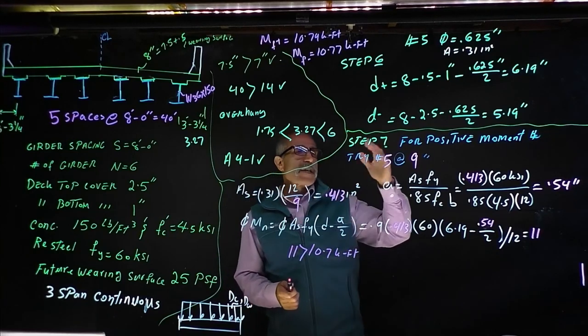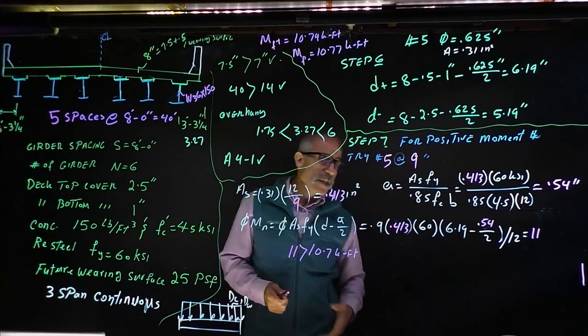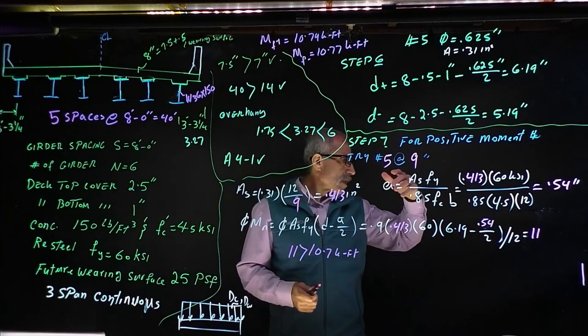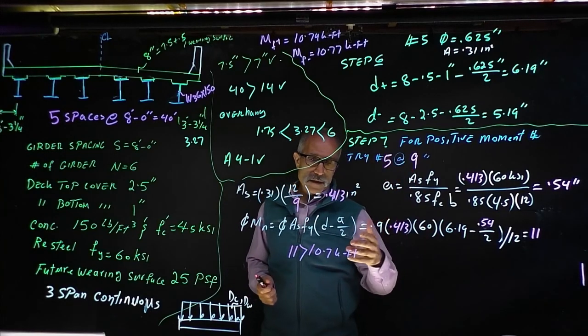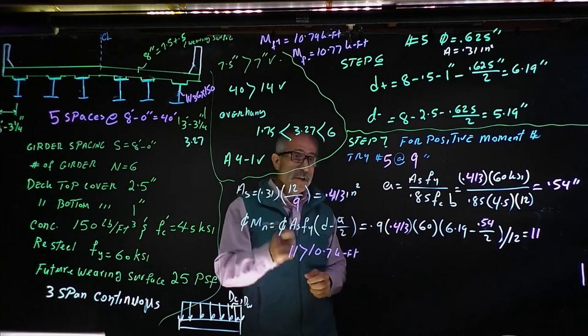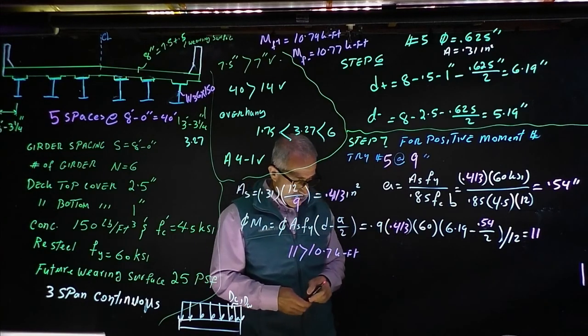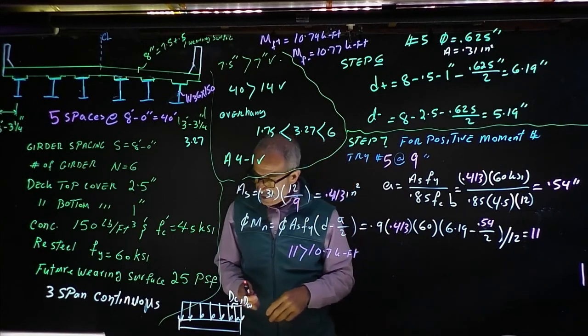So now we have this. We tried at 6 inch, it was overkill. We came back and changed it to 9 inch, and a lot closer. That was for positive moment. So now we're gonna go ahead and try for a negative moment.